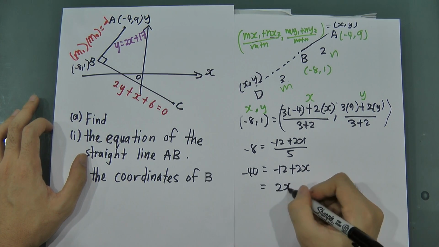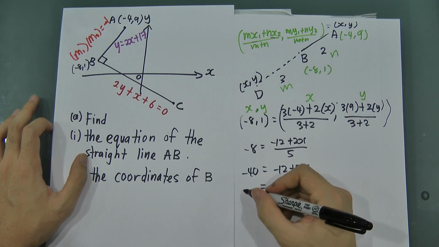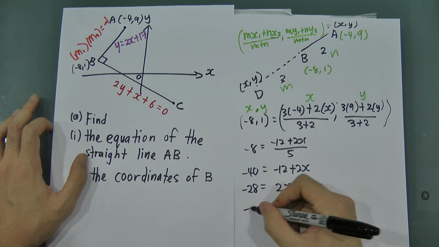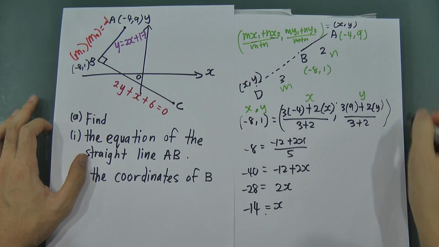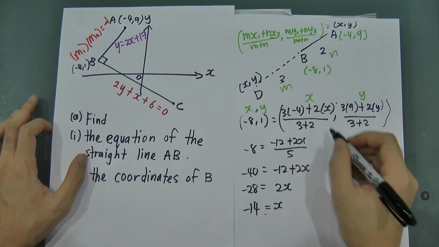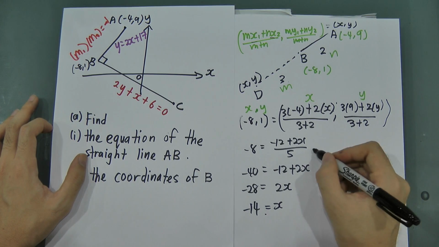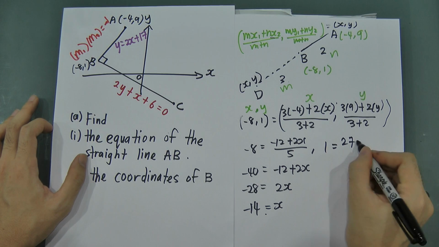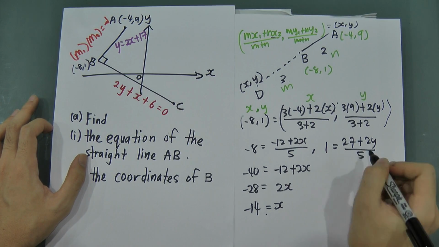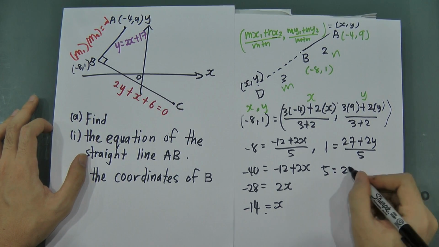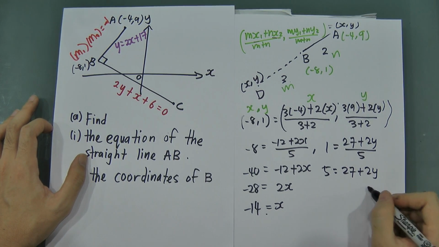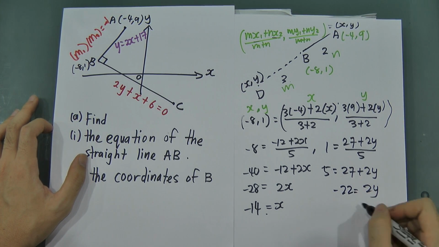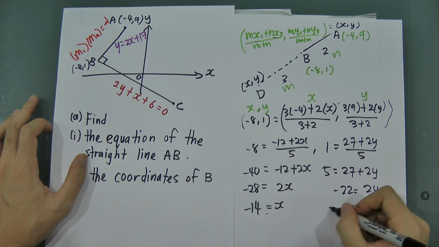So 2x will equal to negative 12, okay, negative 28. So x will equal to negative 40. Alright, so I'm going to find my y. Over here, I do the same thing. Y is 1, right? So 1 will equal to 3, 9 is 27 plus 2y divided by 5. So 5 will equal to 27 plus 2y. So 2y will equal to minus 27, which is negative 22. So y will equal to negative 21.